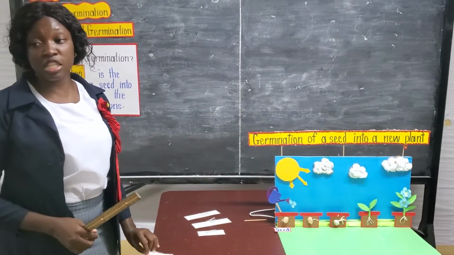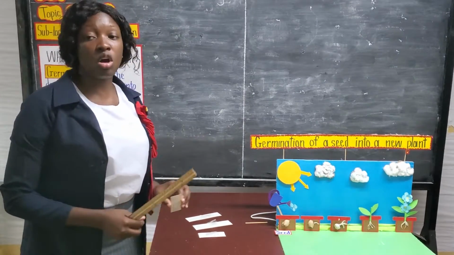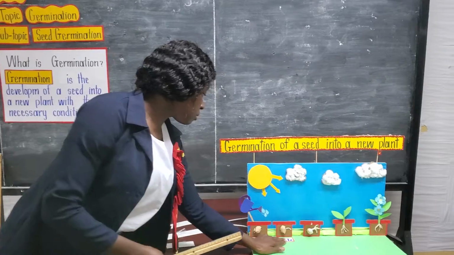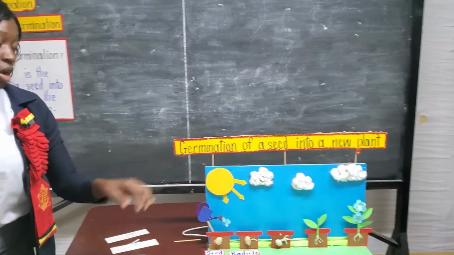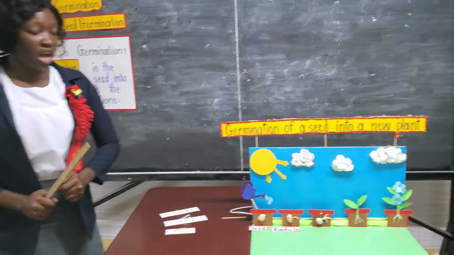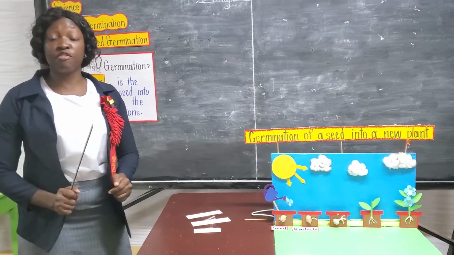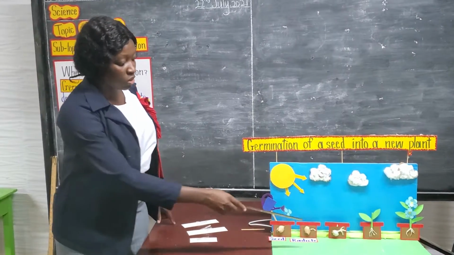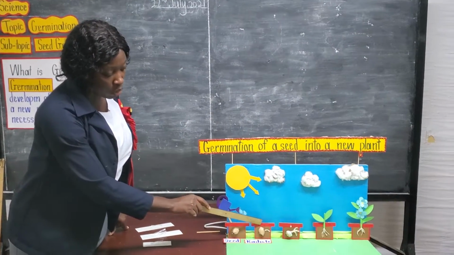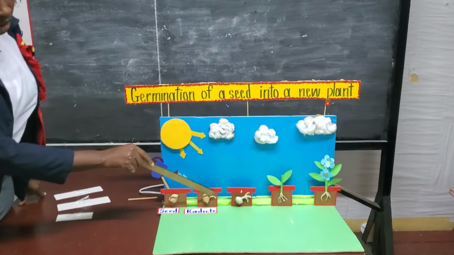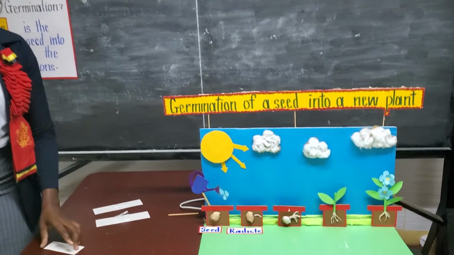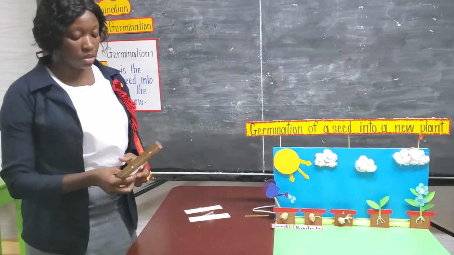Then the next stage from the seed is called the radicle. What is it called? Radicle. Very good. And that is that very first shoot we see burst out from the seed. If you look carefully, you will see it there. The first shoot we see burst out. That stage is called the radicle.